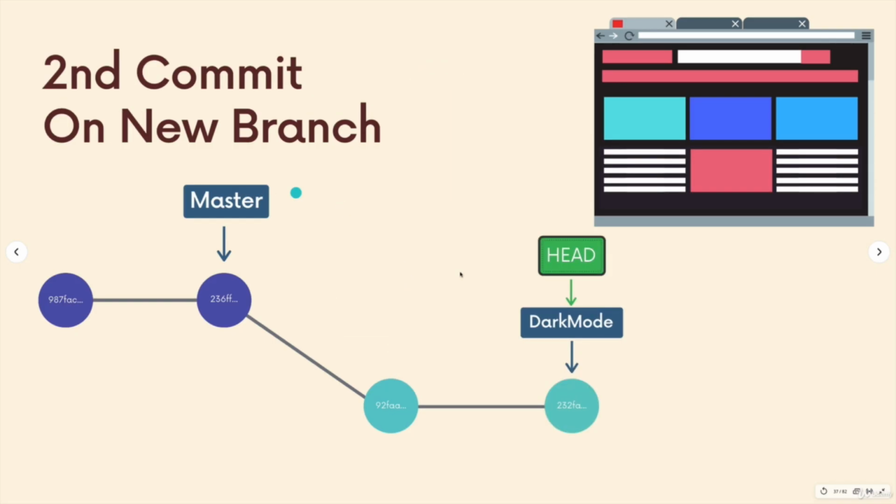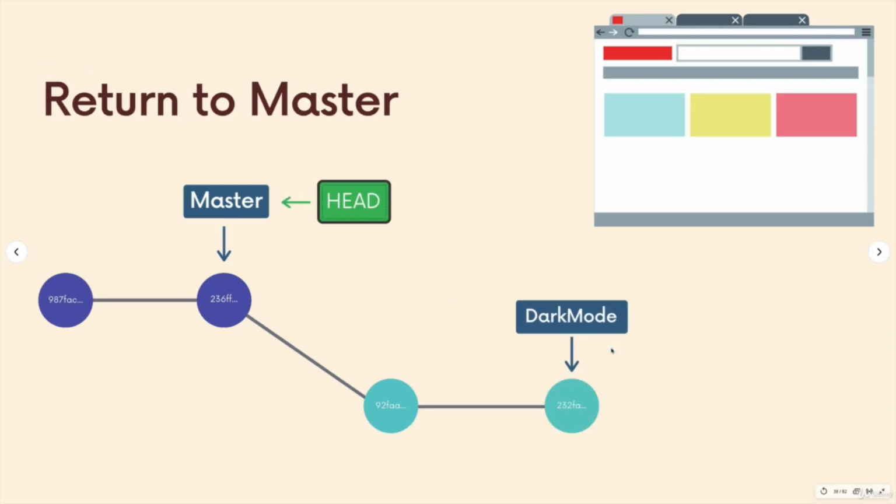So we can stay on dark mode, or I could toggle back to master. But these stay the same. The branch references, they both stay the same. Head is all that's changing until I do more work and make new commits.